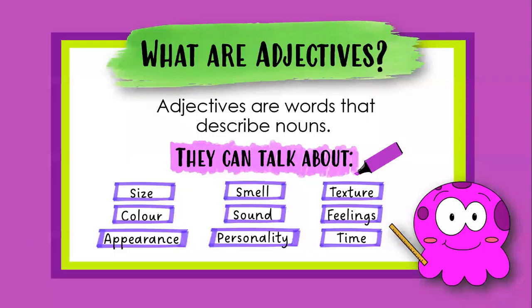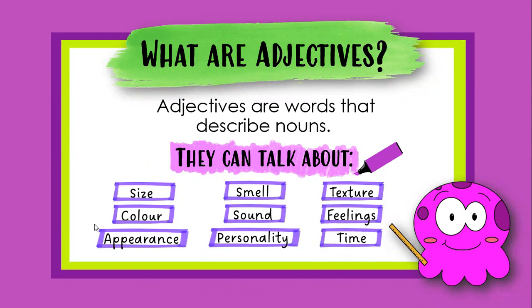Today, we are going to be talking about adjectives. So let's begin. What are adjectives? Adjectives are words that describe nouns. So they can talk about things such as size, smell, texture, color, sound, feelings, appearance, personality, and time.